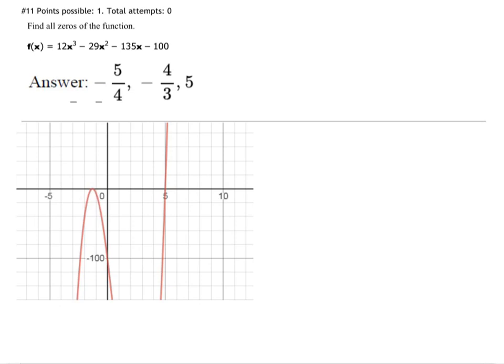And then number 11, there's nothing new here. I'll just say this is the same as all the other ones. Just do the same thing we did on all the others. There we go.